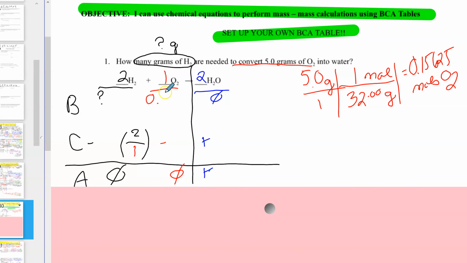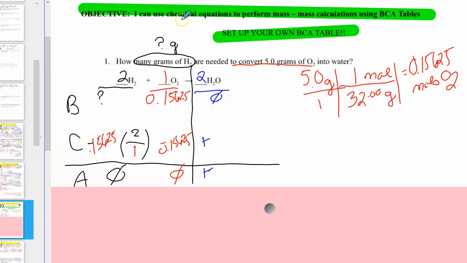So we're going to have that much when we start, 0.15625, and how much of it are we going to use up? All of it. So we're going to use up all of that 0.15625, and there'll be none left over. So how much hydrogen am I using up? I'm using up that coefficient, which is the 0.15625, times the mole ratio from our balanced equation.